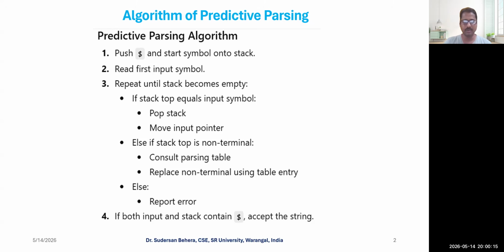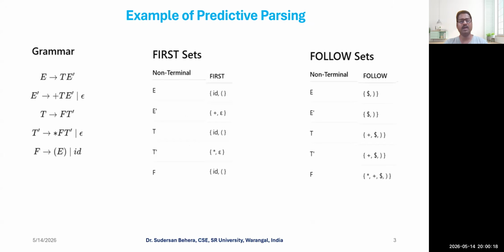Okay. So now realize them in the form of an example. As you see, the grammar is given here. E derives T E dash. T is a non-terminal, E is a non-terminal, E dash is also a non-terminal. E dash derives plus T E dash or epsilon. It has two productions. Then T derives F T dash, and T dash derives star F T dash or epsilon. It has two productions. Then F derives bracketed E or i.